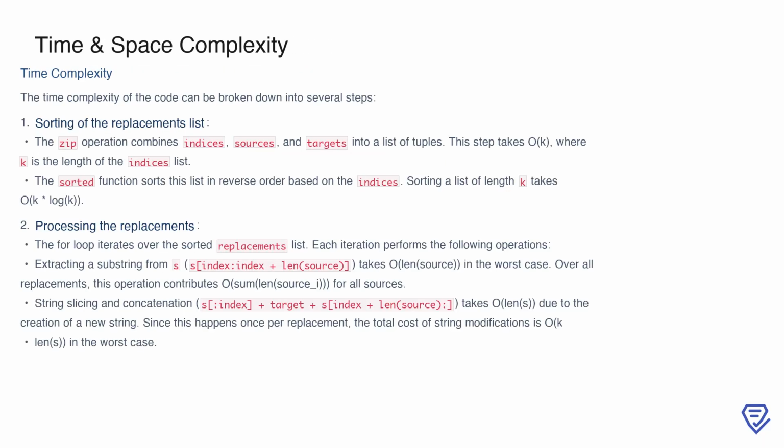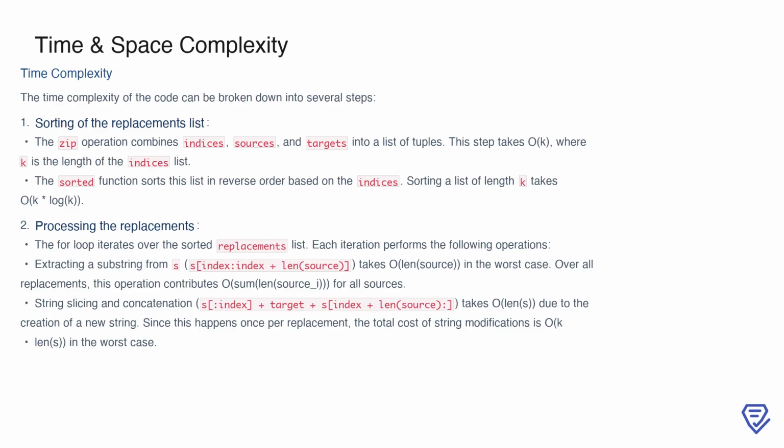To analyze the time complexity of the provided solution, we can break it into two main components. First, we have the sorting of the replacements list. The zip operation combines the indices, sources, and targets into a list of tuples, and this step takes O(K), where K is the total number of replacements. The sorting of this list, performed in reverse order based on the indices, takes O(K log K).